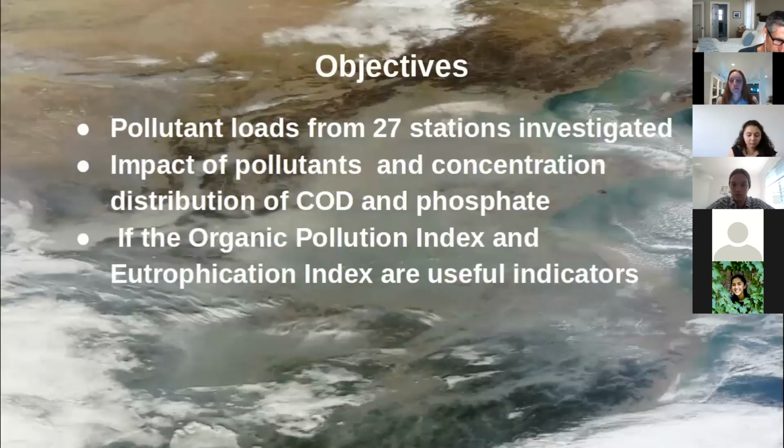So some objectives are that we want to first look at the pollutant loads from point sources of 27 water stations that are going to be investigated along the coastal areas of the Hebei province. And we want to determine how impactful the pollutants of COD and phosphate concentration are and how they are distributed. And then finally, we want to see if the organic pollution index and the eutrophication index can assess the water pollution level and water quality as good indicators and how well they can assess the conditions. And we want to particularly focus on the water conditions in the dry and flood seasons of 2006.